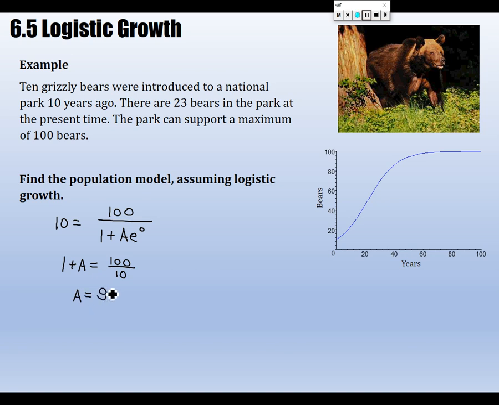Get A equals 9 is what I'm getting. Yes? Yay. Okay.